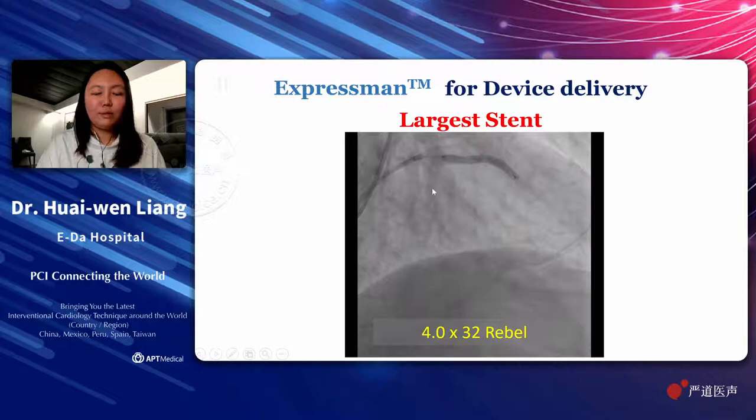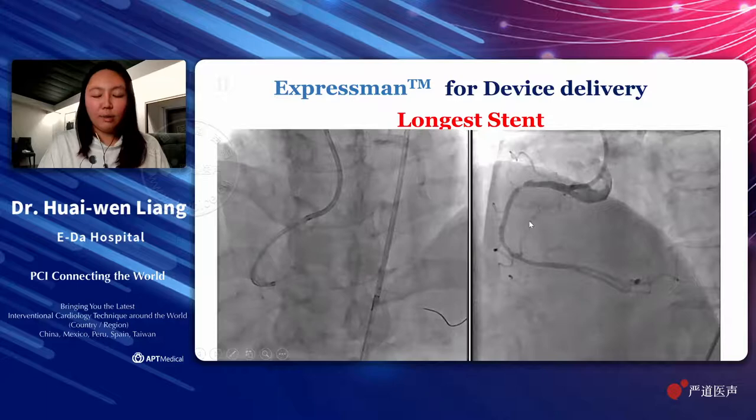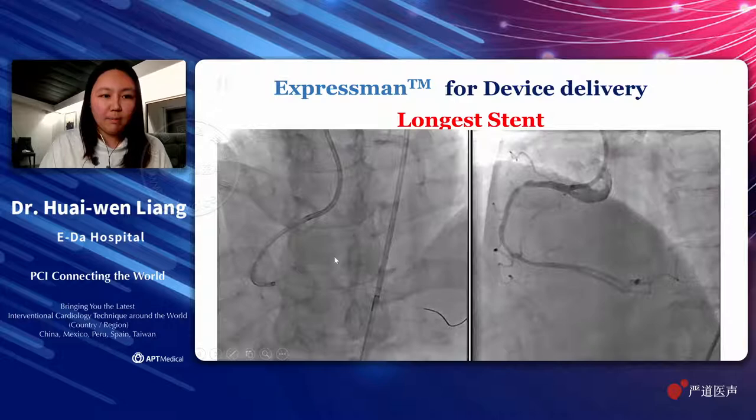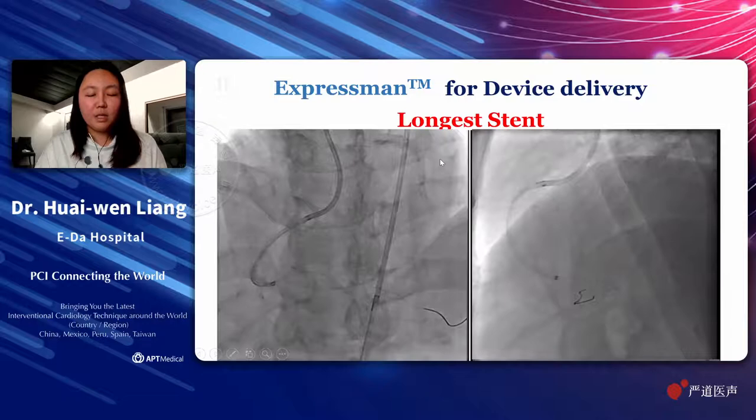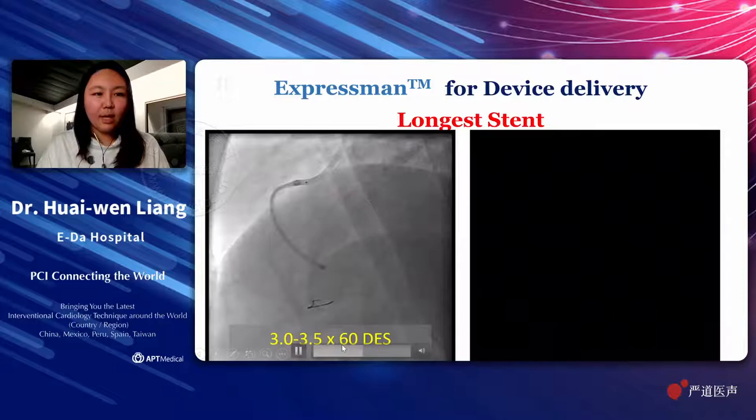You can see the diffuse RCA lesion. After I confirmed the lesion may be 60 millimeter, I put my Expressman over here, and we could see, because of Expressman's special design, it has the longest guide segment, so it could deep engage. And because it has a 90 centimeter long shaft with an embedded structure, it has better pushability. So we could see we put our 60 millimeter stent over here.